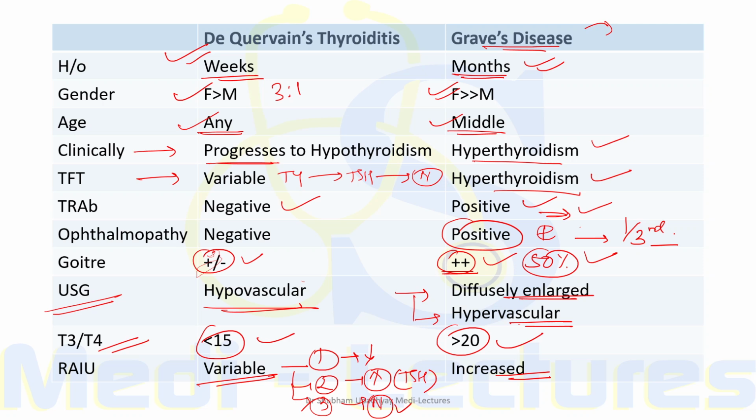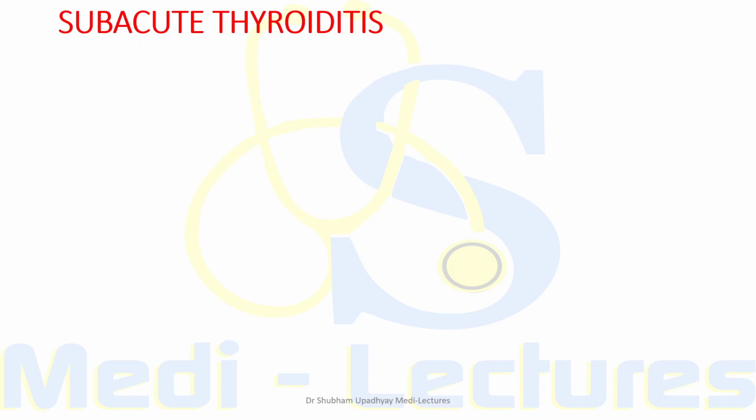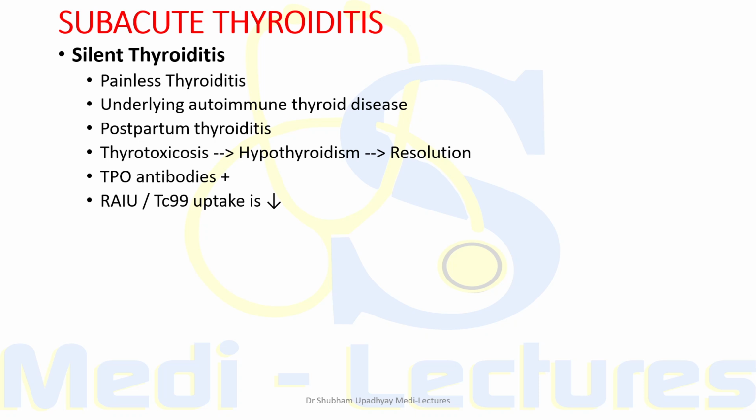With this, we have completed the discussion on de Quervain thyroiditis. Now coming to the second important entity in subacute thyroiditis, that is silent thyroiditis. As the name suggests, silent thyroiditis is also known as painless thyroiditis, as the patient will have no features of inflammation and pain in the gland. It occurs in patients with underlying autoimmune thyroid disease. It is a very important point to note that this is a differentiating feature between viral thyroiditis and silent thyroiditis: these patients have underlying autoimmune thyroid disease and a clinical course similar to subacute viral thyroiditis.